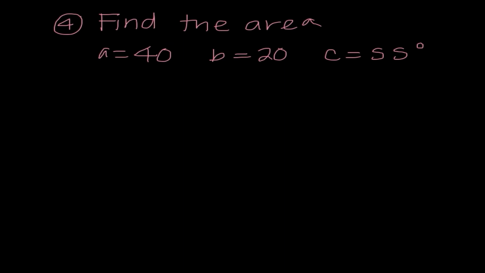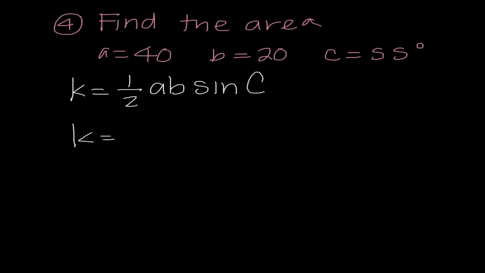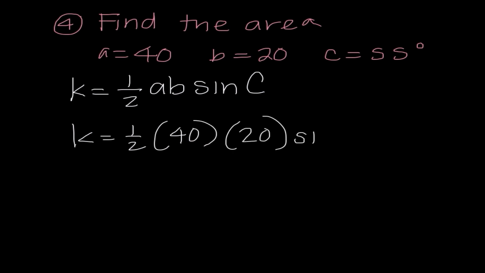It says find the area. A equals 40, B equals 20, angle C is 55 degrees. This is a beautiful problem because I have sides A and B, and they give us angle C, which is the included angle. So I'm going to do K equals 1/2 AB sine of angle C. So my area is 1/2 times 40 times 20 times the sine of 55 degrees.